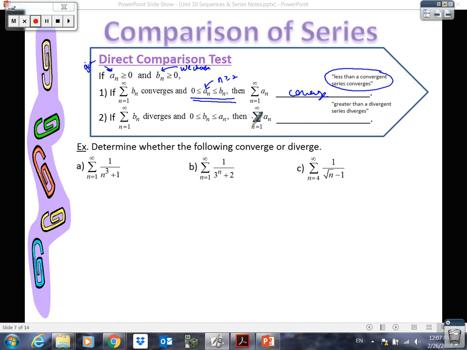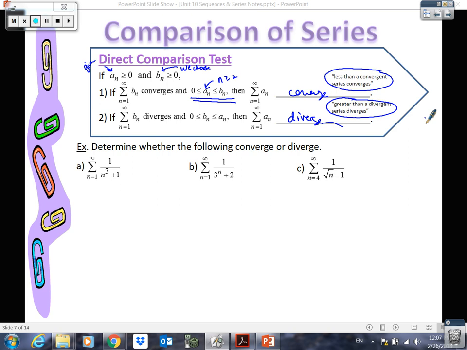Then our given series will diverge. And the statement that I think is helpful in this case is: greater than a divergent series diverges. So it has to be that way. The inequalities have to be in that order or it doesn't work, and you have to try something else. If it doesn't work, it doesn't mean anything except you're going to have to try something else.